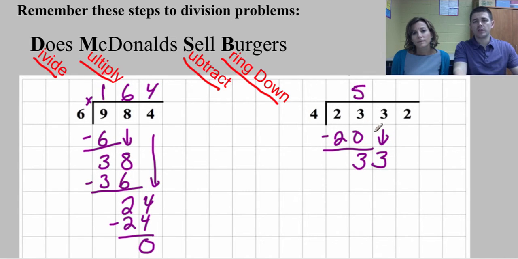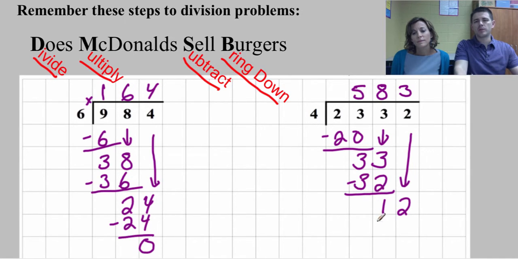It'll make life much easier if you keep everything flowing in straight lines. Then we repeat: 4 goes into 33 8 times, which gives me 32. Subtract, I get 1, and I bring down that 2, which turns it into a 12. 4 goes into 12 3 times, which is 12. Subtract again, I get 0 left over. All our problems today are going to end up with 0 left over, and then next week we'll start discussing how to deal with our decimals.